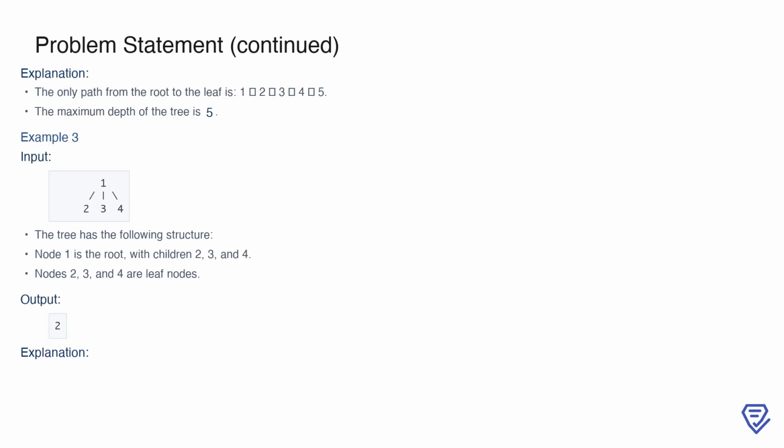In another example, we have a tree where the root node, 1, has 3 children, nodes 2, 3, and 4. None of these child nodes have any further children, making them all leaf nodes. In this case, the longest path from the root to a leaf includes just 2 nodes, the root and one of its children. Therefore, the maximum depth of the tree is 2. This example highlights a scenario where the tree has significant width but very little depth.